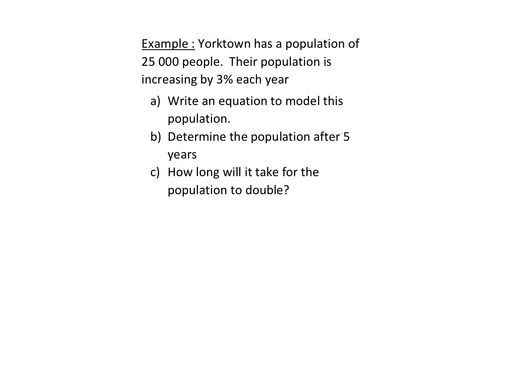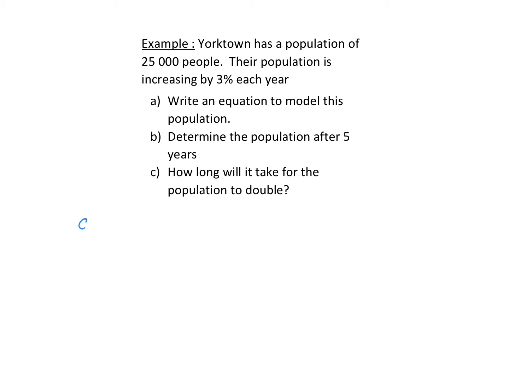So for example, let's say the population of Yorktown is 25,000 people, and it is increasing by 3% each year. So the first thing we want to do is write an equation to model the population. Then once we have that model, we want to determine the population after 5 years, and then we'll look at how long it will take us to double the population. Okay, so let's look at our model.